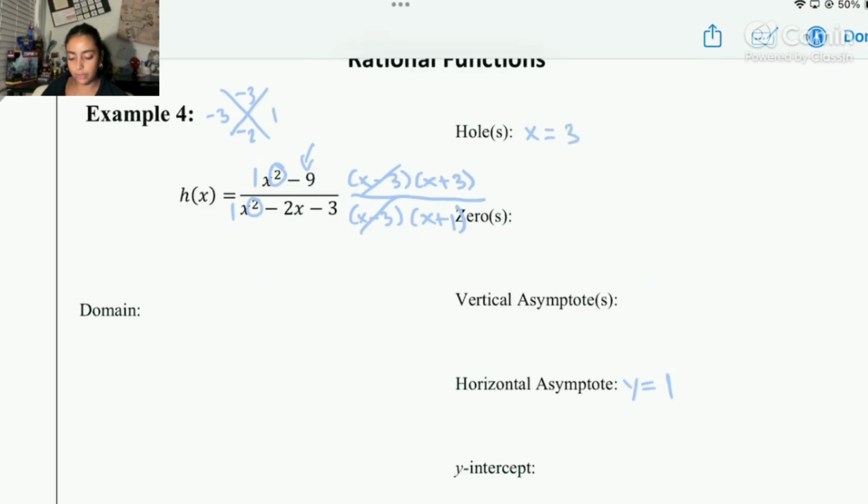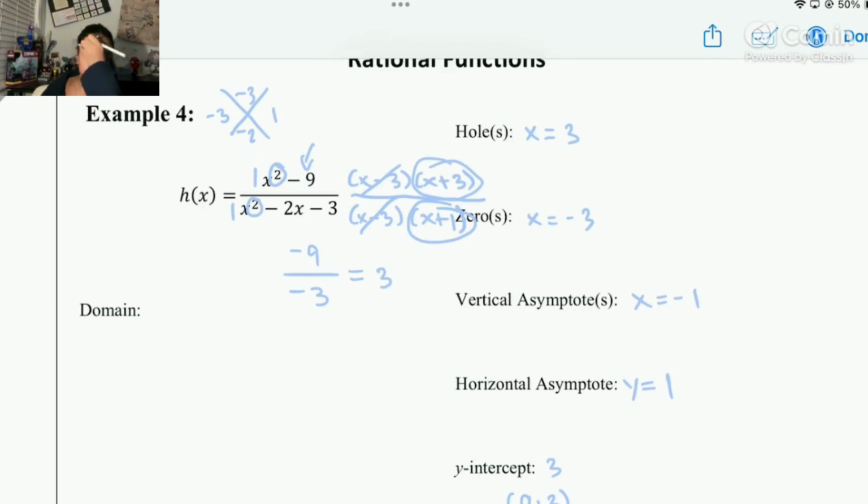And then we still have this x plus 3 on the top, and that can't get canceled out, so it's going to be our 0 at x equals negative 3. And then on the bottom, we still have this x plus 1, so we're going to put that as our vertical asymptote at x equals negative 1. And then for our y-intercept, we're just going to see what the function equals when we plug in 0 for x. So in this case, it'll just be negative 9 over negative 3, and that's just 3. So the y-intercept will be at (0, 3).